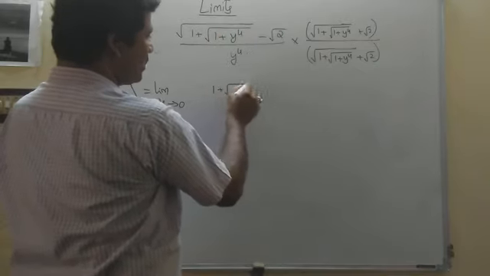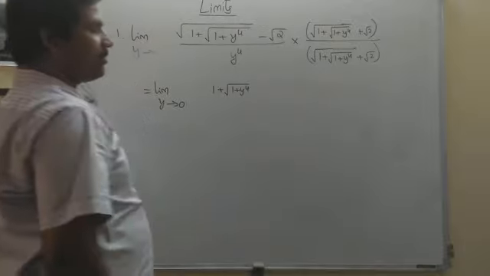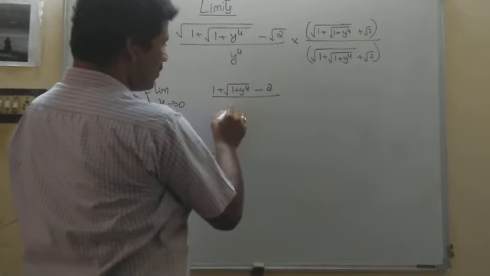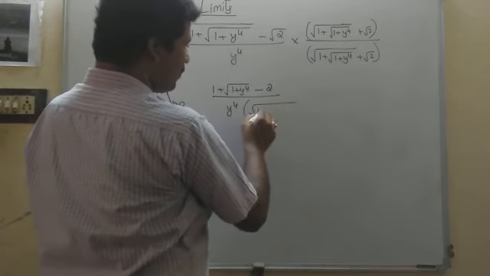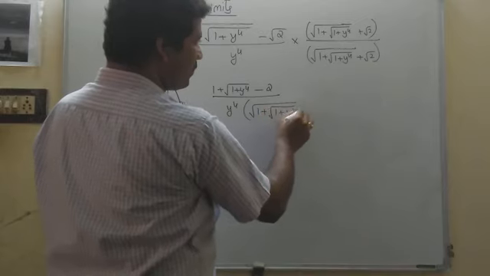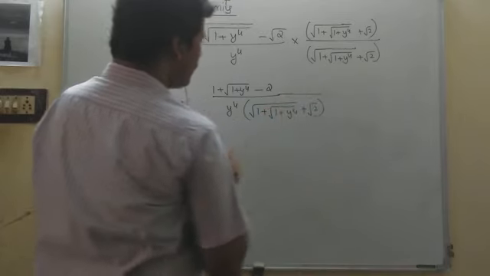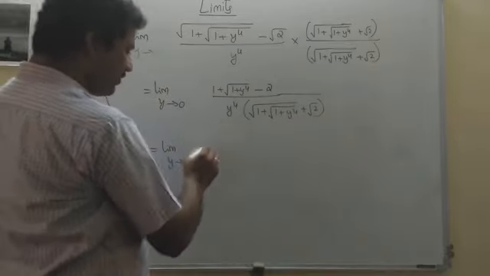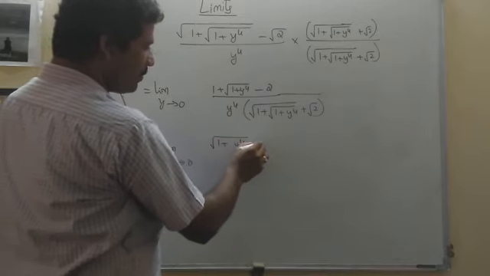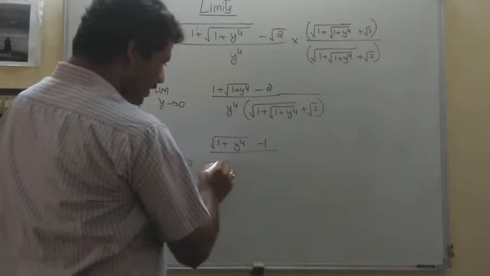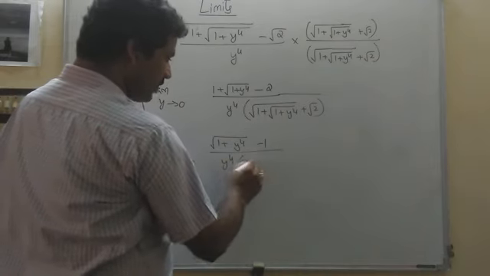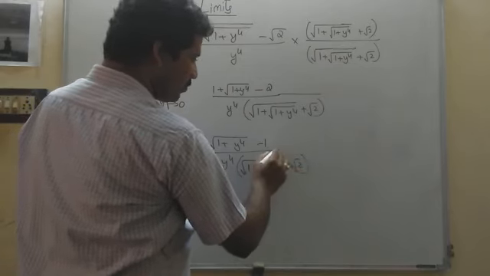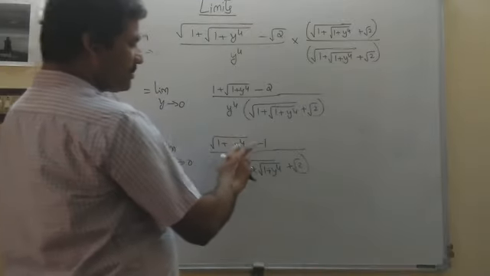That means 1 plus square root of 1 plus y power 4, minus b square, that is root 2 whole square, minus 2, by y power 4 into square root of 1 plus square root of 1 plus y power 4 plus root 2. So that is equal to the limit as y tends to 0 of square root of 1 plus y power 4, 1 minus 2 minus 1, by y power 4 into square root of 1 plus square root of 1 plus y power 4 plus root 2. So this one again is a minus b into a plus b.